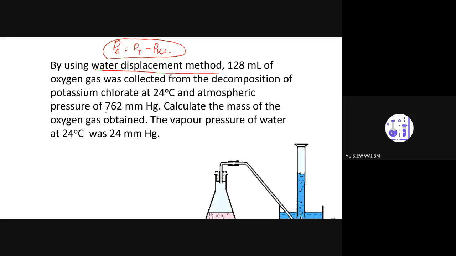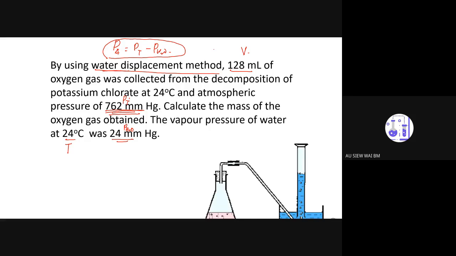What is given here? What is the pressure? The pressure given in the question must refer to the P total. So this one is the PH2O. And we have the temperature. And we have the volume. So very obvious, you have P, you have V, you have T. So you need to use the formula PV equals nRT.